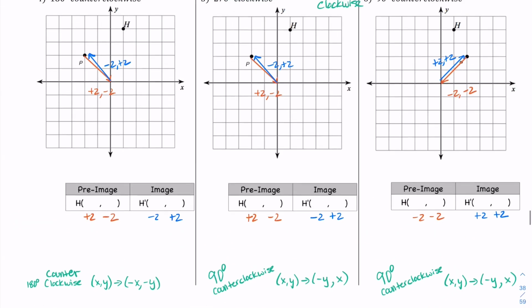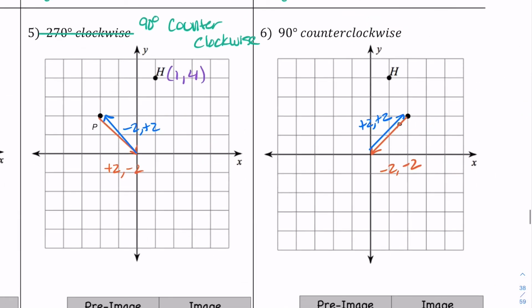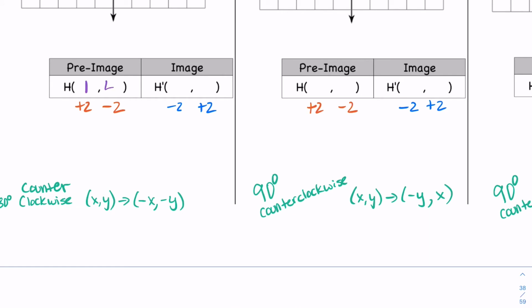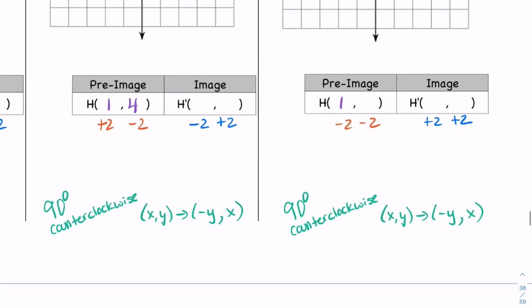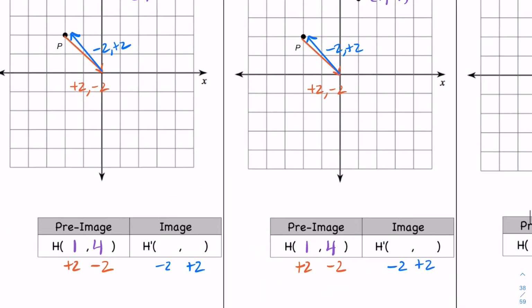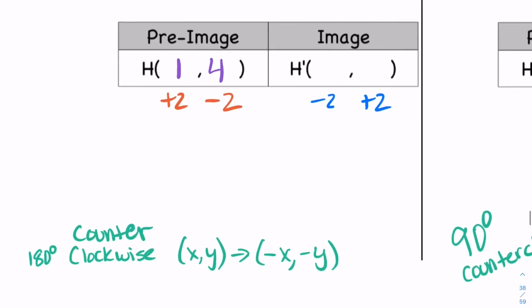Okay. And here we have H is at 1, 4. H is at 1, 4. And H is at 1, 4. So H is always starting at 1, 4. Okay, now I've got to stop. These things are all going to change, so I'm going to do this one first.